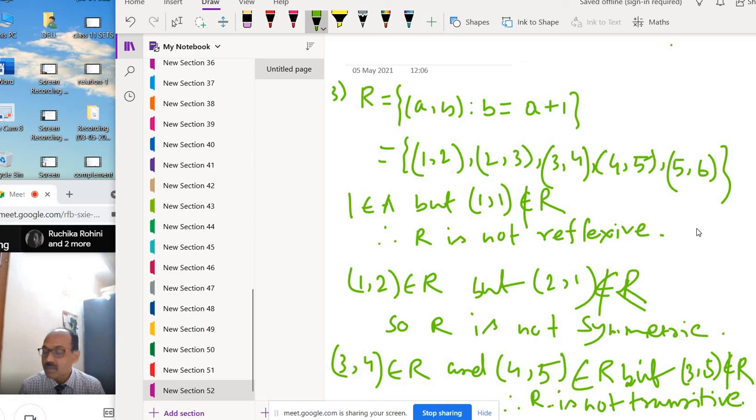So the condition is a less than or equal to b cube. If this condition is fulfilled or not. See, first take one element from the real numbers, take half, a equal to 1 by 2.